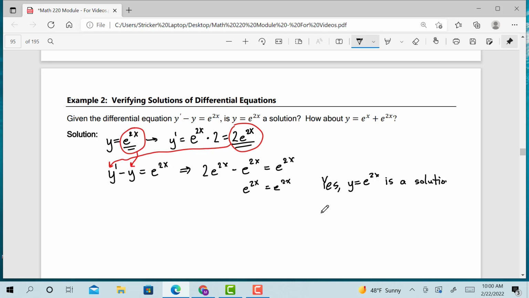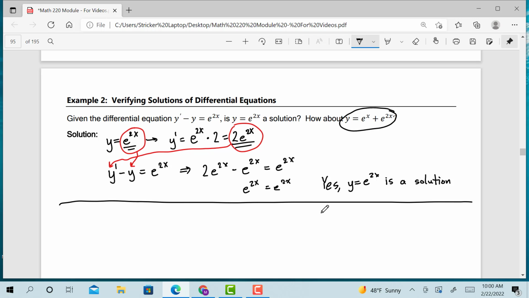Okay, so I want you to go ahead and try this on your own for the second question. It says, how about y equals e to the x plus e to the 2x? So go ahead and pause the video and try to verify that on your own, and then we'll come back and discuss it. Okay, I'm glad you had a chance to look at that on your own. Hopefully you're able to do that with no problem. I'm going to go ahead and go over it with you now.